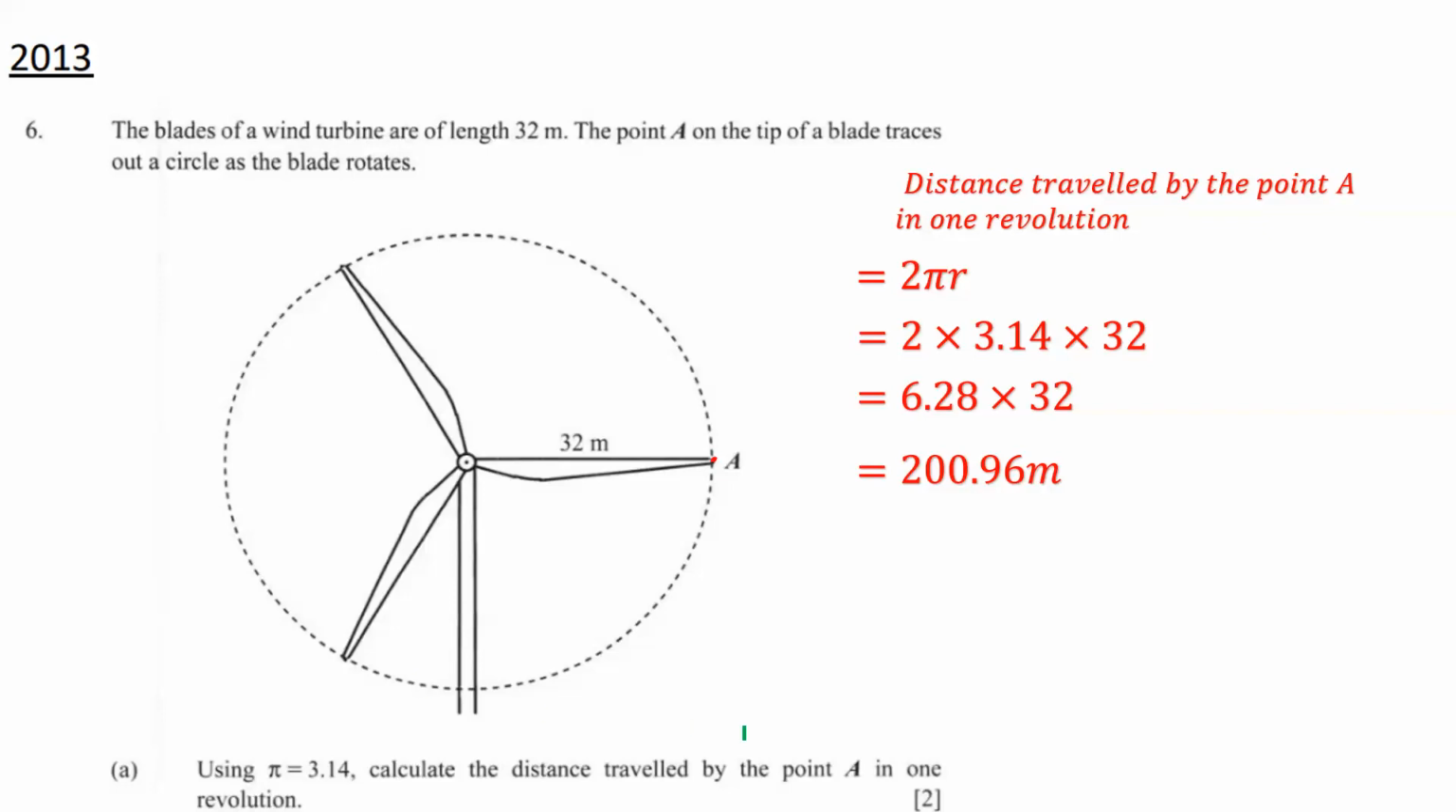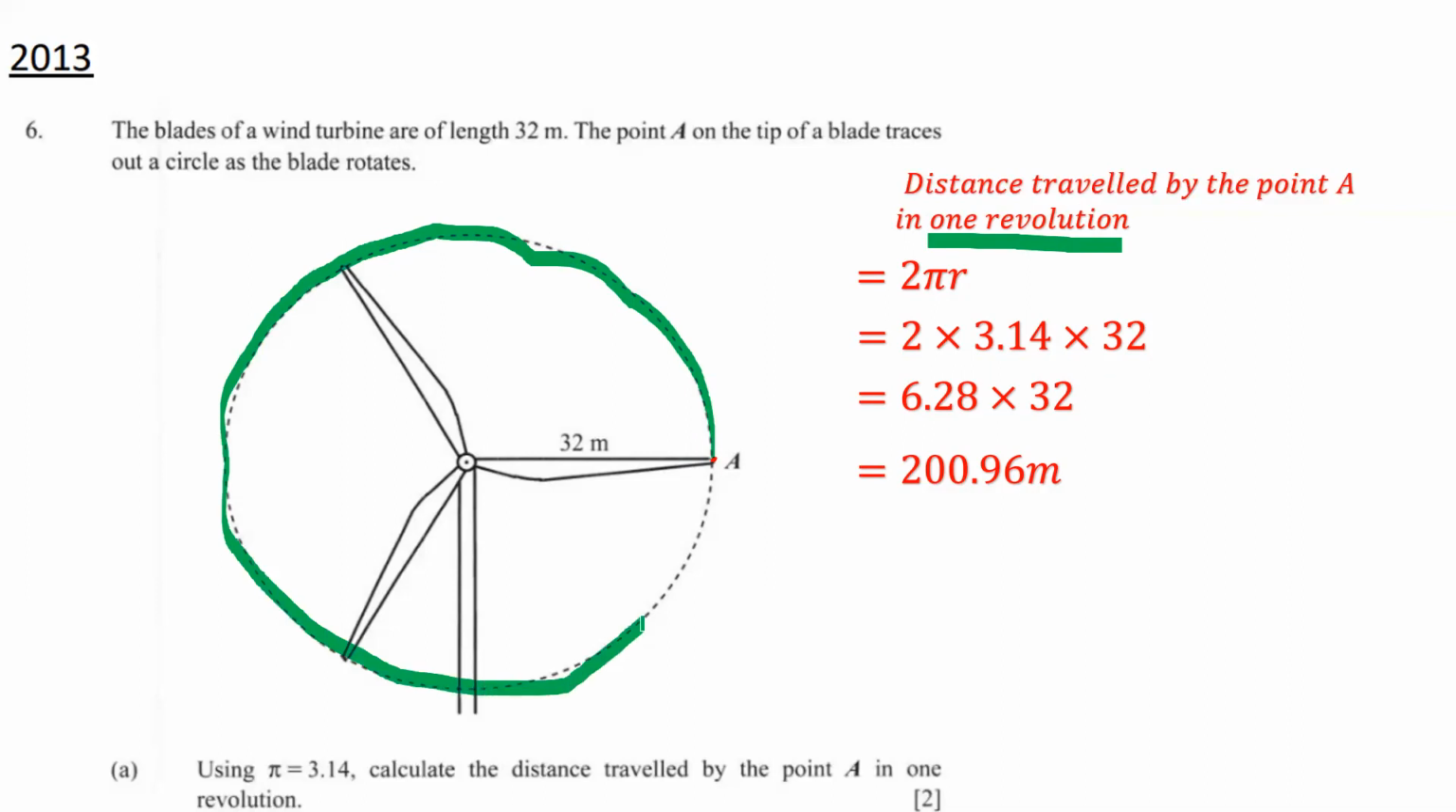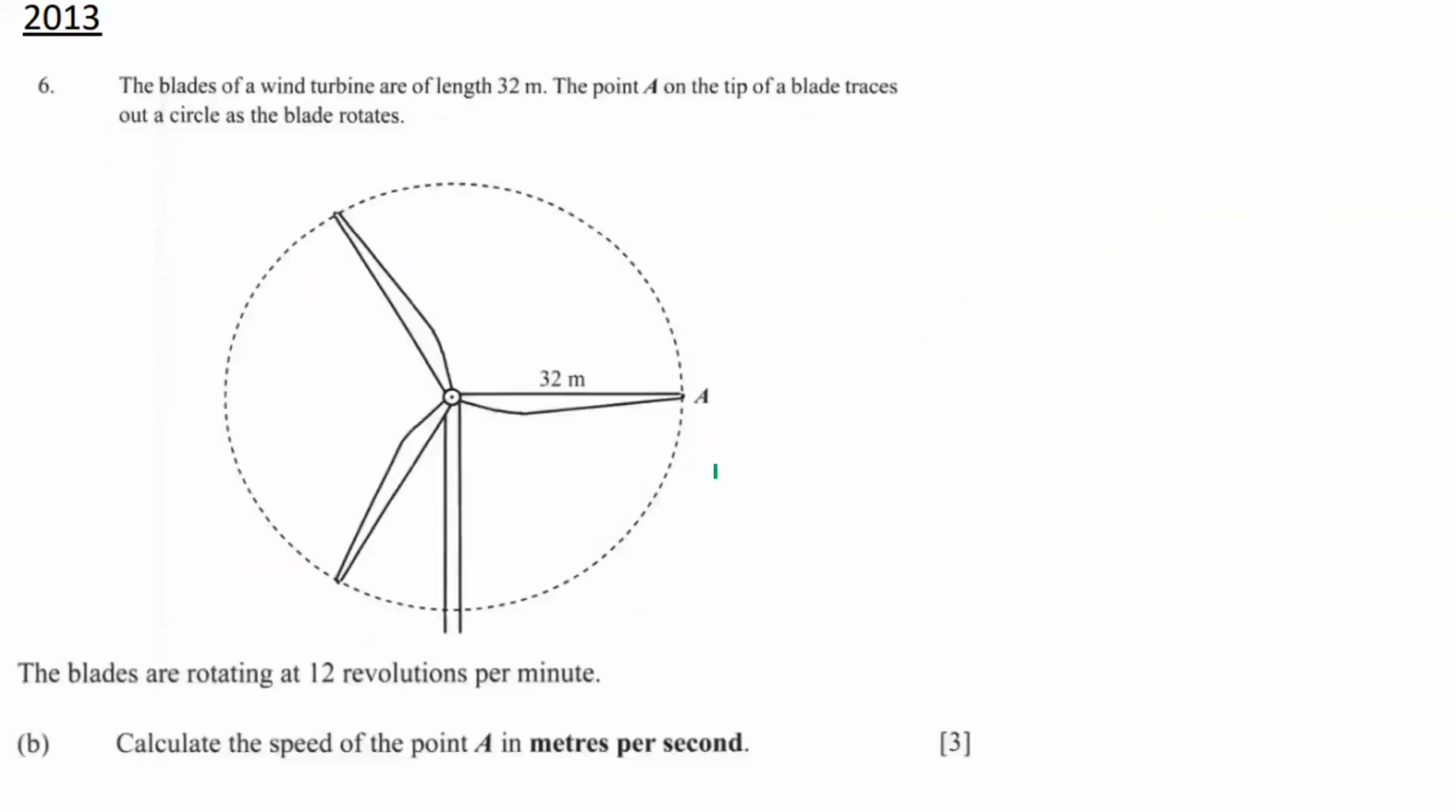Now, what does that mean? Well, that means that the distance this point is going to travel in one revolution. So the distance is this whole distance right there, all of this distance equals 200.96 meters. And that's the distance for one revolution. All right. Okay, let's move on to the next question.